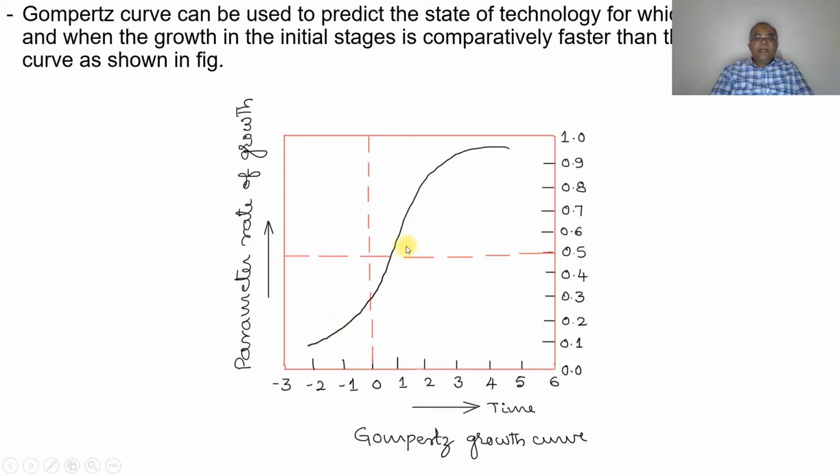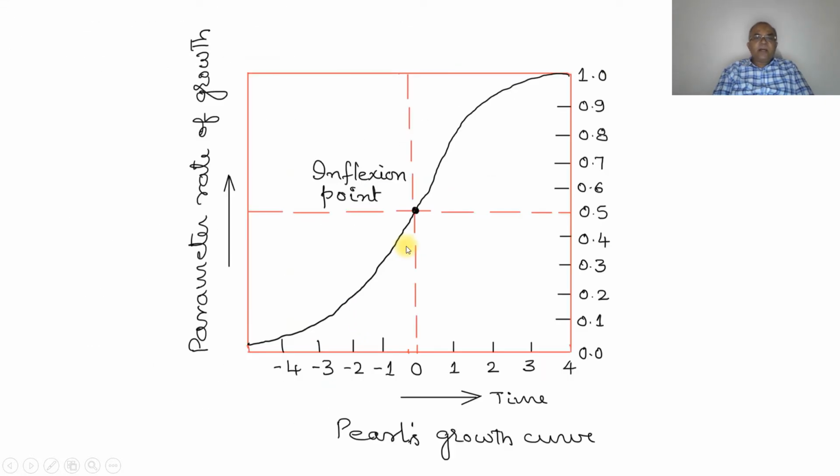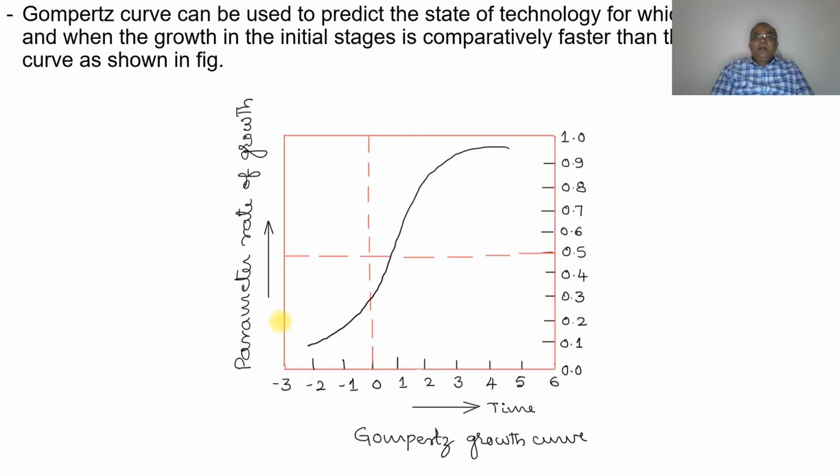So in the beginning, if you compare with the Pearl curve, the 0 is here at the mean, but in the Gompertz curve it starts early, so it is comparatively faster than the Pearl curve as shown in the figure. In the Gompertz growth curve, this is 0, this is the negative side and this is the positive side. This is the time along the x-axis, and the parameter rate of growth is along the y-axis.